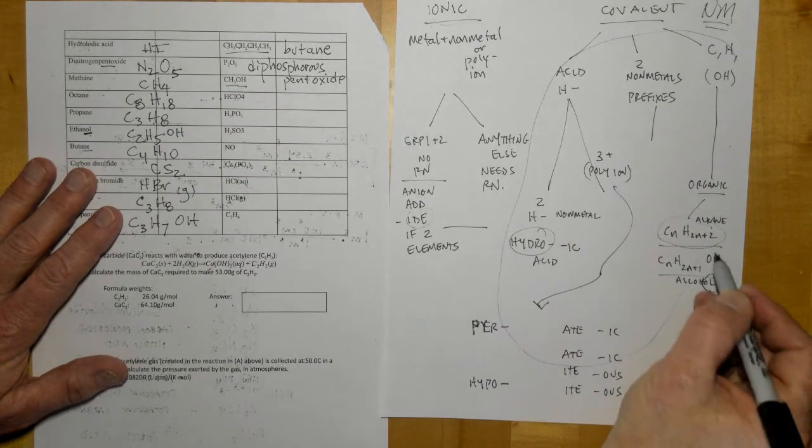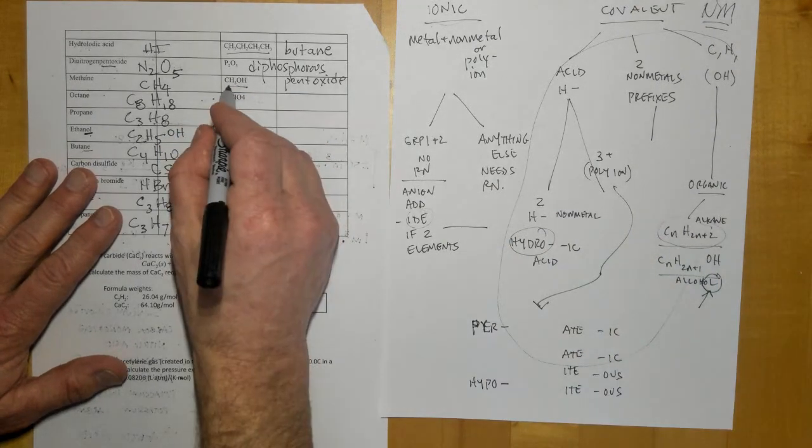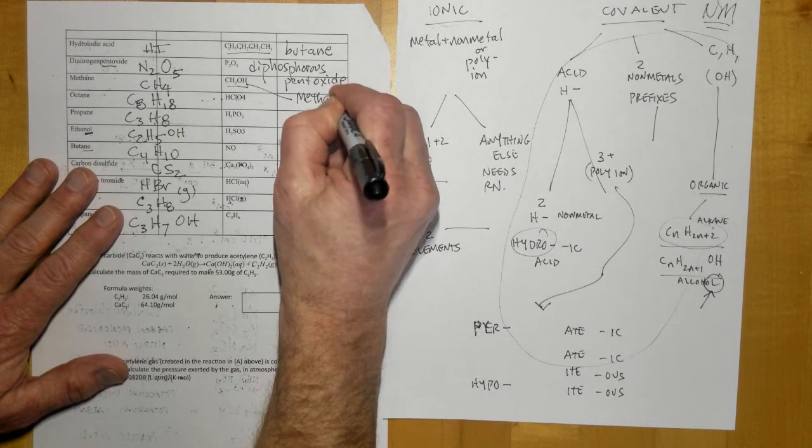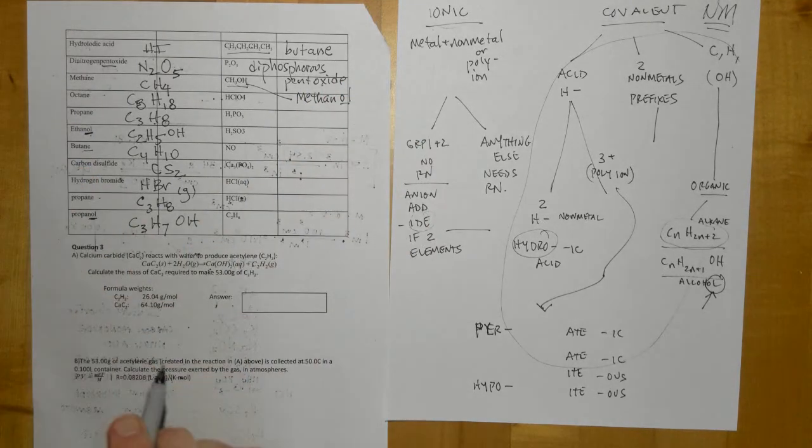CH3OH, it's got an OH in it, so it's going to be an alcohol. It's got one carbon in it, so it would be meth and OL ending because it's an alcohol.